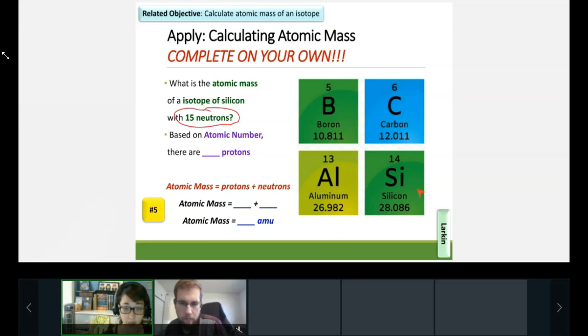Take a look at our periodic table up here. Make sure you are participating. Thank you, Jalen. Thank you, Andrew. Julie, excellent. Yeah, exactly. This one is going to have a number of protons of 14. So taking protons and neutrons, that should help you calculate your atomic mass. Again, the number needs to go into the first box, and then the unit, AMU, goes into the second box.